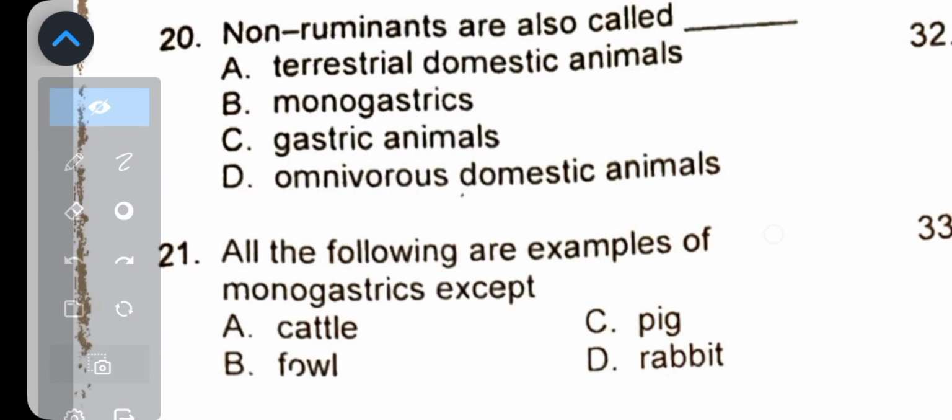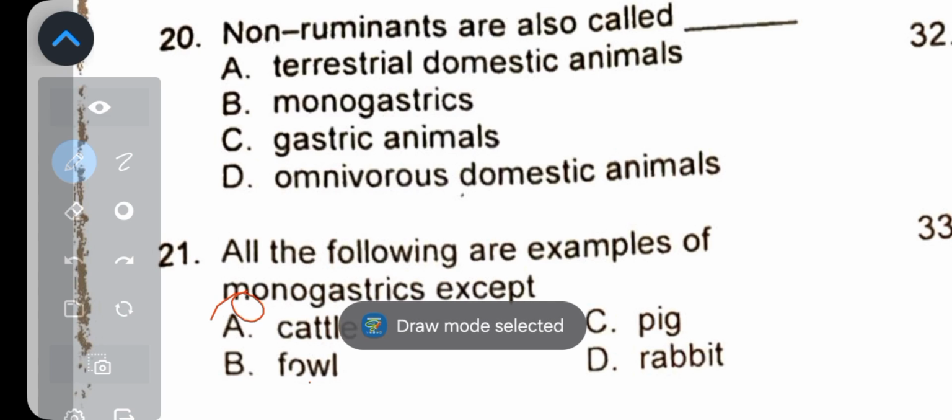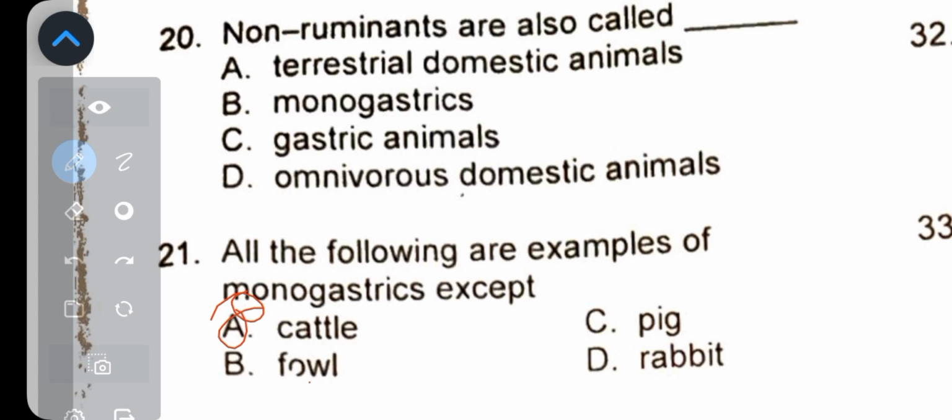Question 21. All the following are examples of monogastrics except A. Cattle, B. Fowl, C. Pig, D. Rabbit. The answer is A. A cattle is a polygastric or a ruminant.